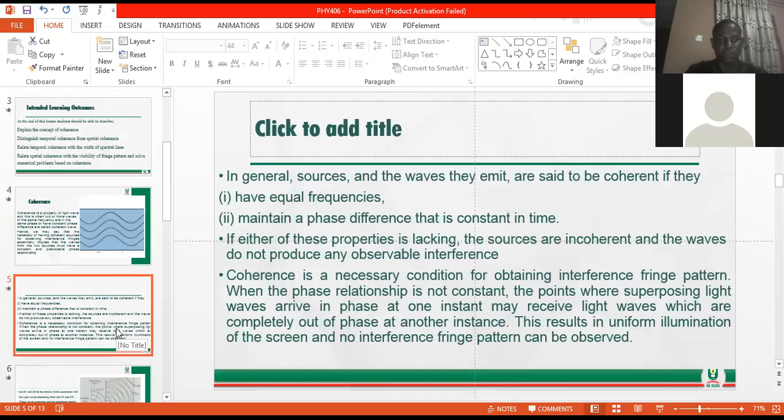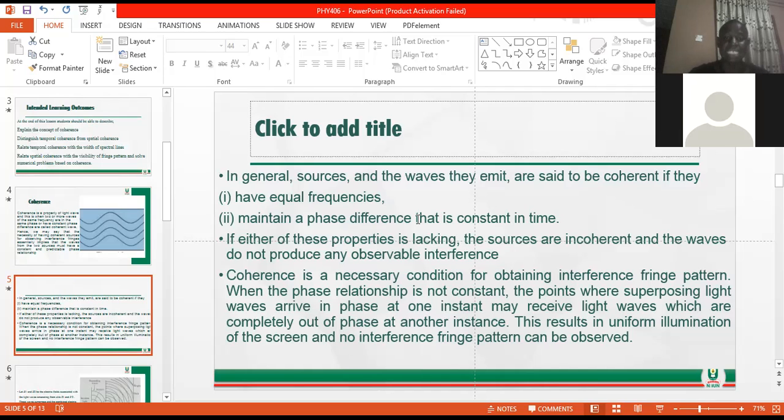Now, in general, sources and waves that emit these are said to be coherent if they have equal frequency and maintain a phase difference that is constant in time. So if you are trying to define coherence, you must use these two keywords, the frequency and a phase difference that is constant with time. So frequency and time are of essence here.